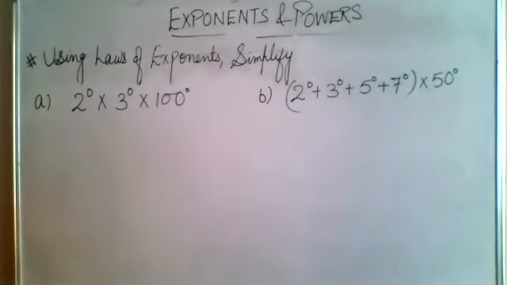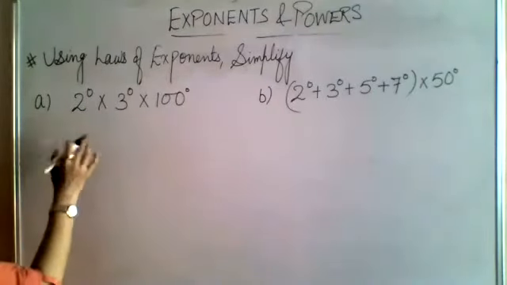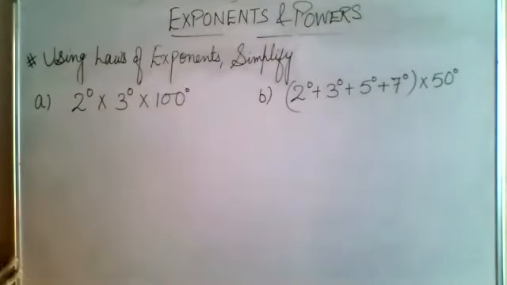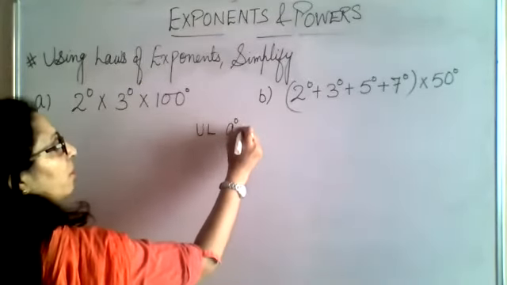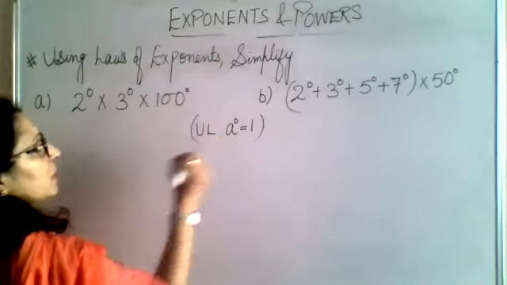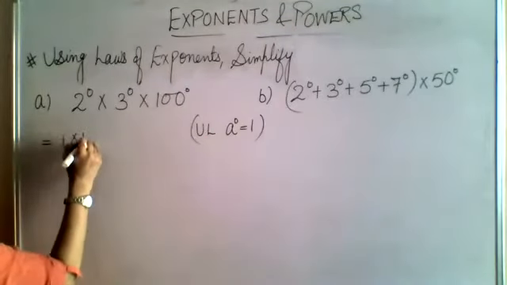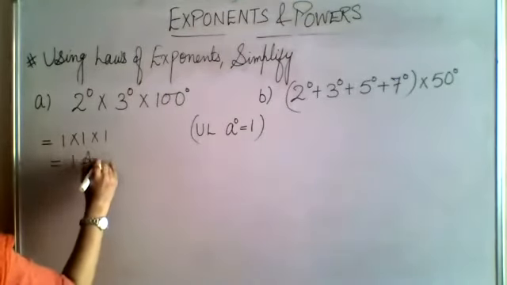In this question, you have to use laws of exponents and simplify. In both parts, if you observe, all bases have power 0. If power is 0, its value is 1. So using the law, if power is 0, it will be 1 only. So 1 into 1 into 1 will be 1 only.